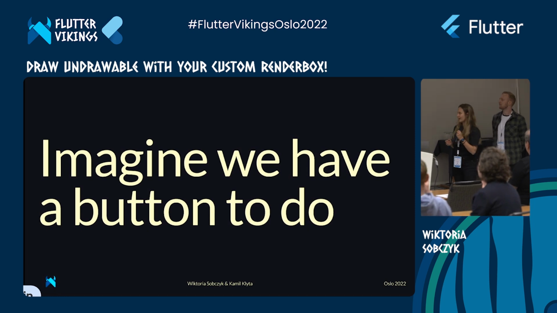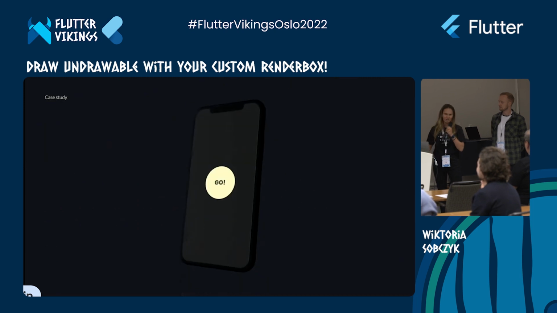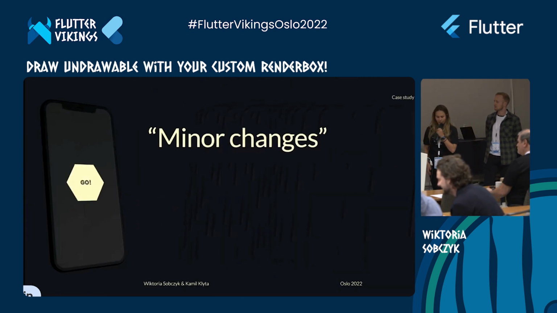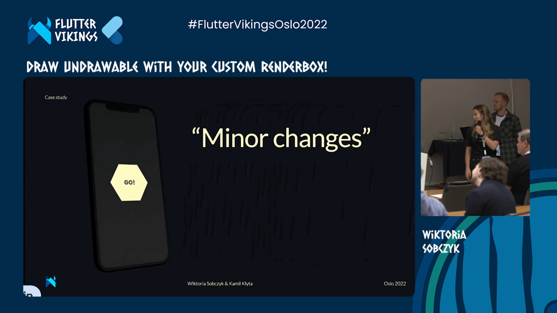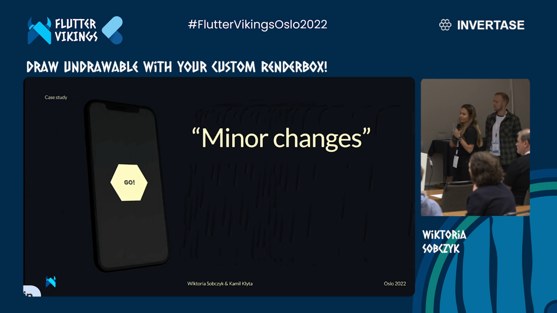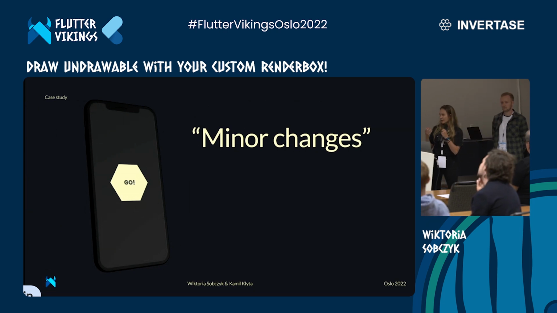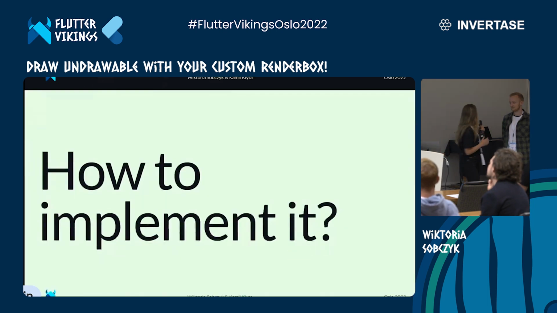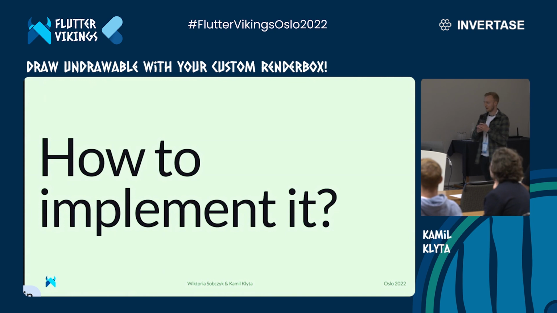So imagine that we have a button to do as a developer. So it's quite simple, right? But what about when we have some minor changes from our UI/UX designer? For example, different shape, different layout. So we should think about some changes. So Kamil, how to implement it?